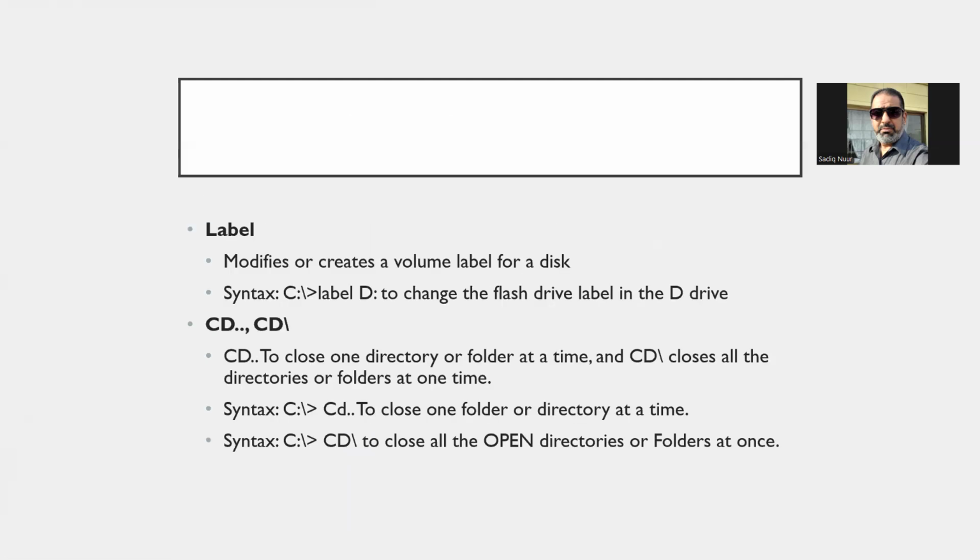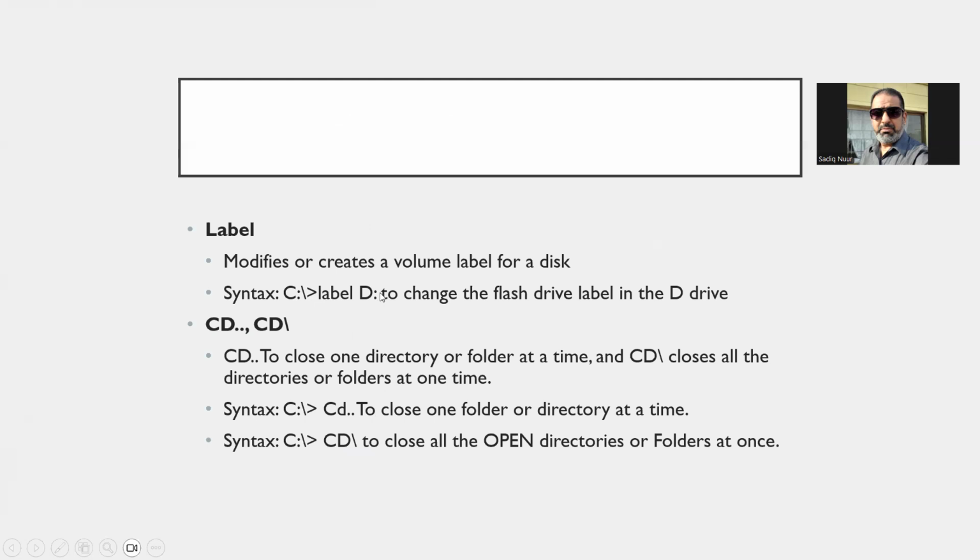The next command I have is label. The label command is to modify or create a volume label for a disk. The syntax is from the root, from the hard disk. In front of the command prompt, you're going to type label.